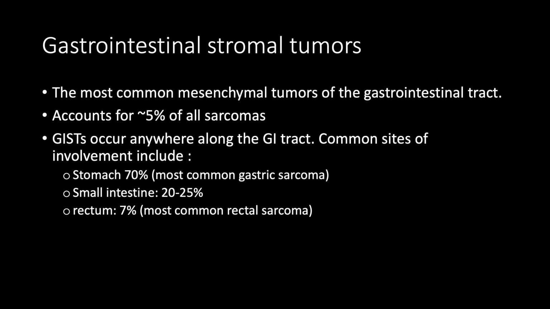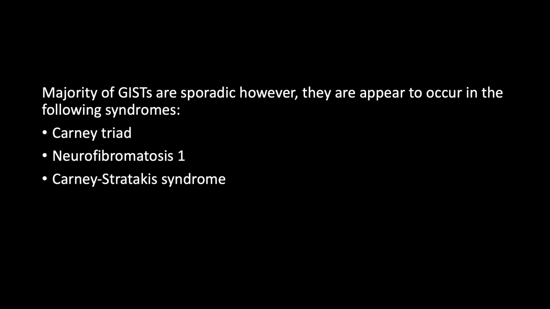Gastrointestinal stromal tumors, or GISTs, are the most common mesenchymal tumors of the gastrointestinal tract and account for 5% of all sarcomas. GISTs can occur anywhere, and the most common sites of involvement include the stomach, where 70% are seen, the small intestines, and the rectum. The majority of GISTs are sporadic; however, they appear to occur in the following syndromes: Carney triad, neurofibromatosis 1, and the Carney-Stratakis syndrome.